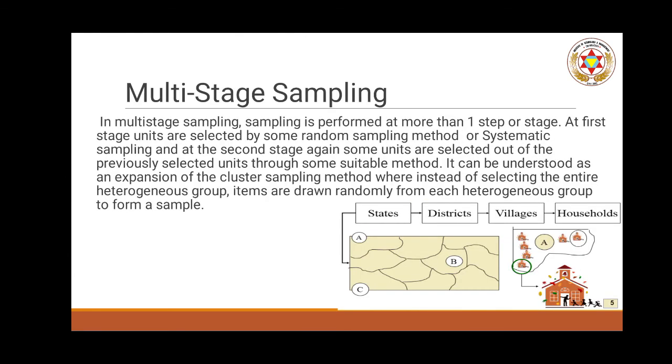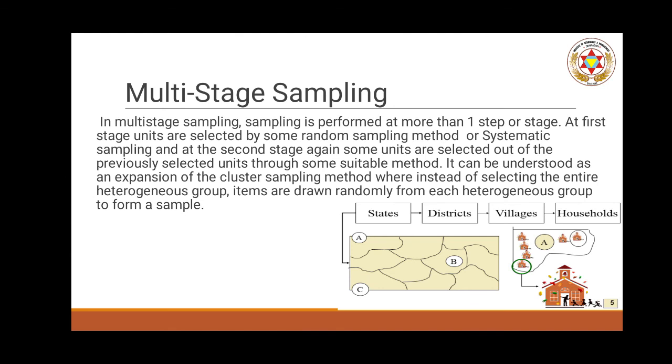Another sampling method is multi-stage sampling. In multi-stage sampling, the sampling is performed at more than one stage. In the first stage, the units are selected by some random sampling method or systematic sampling. And again, in the second stage, some units are selected out of the previously selected units through some suitable method. In this multi-stage sampling, you can see that we divide the whole country on the basis of states, then districts, then villages or cities, or even households.